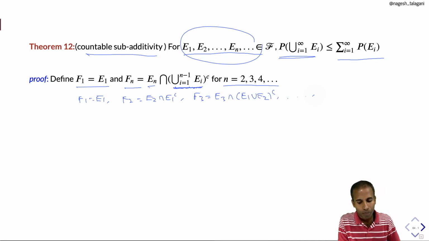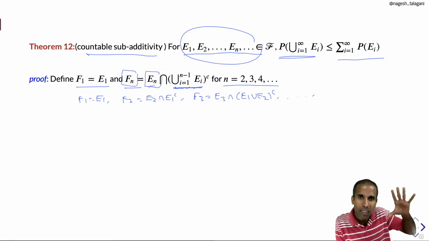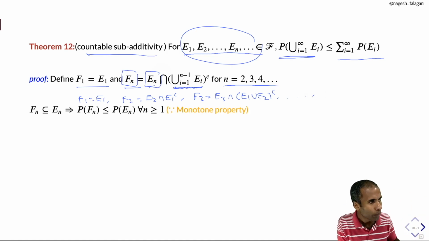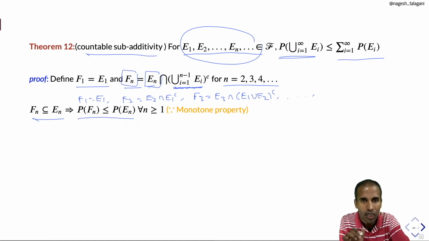In this way, we end up with a mutually exclusive collection of events, and they still exactly cover what E1, E2, and so on cover. Also, one thing we can see is that Fn is actually part of En. Fn is En intersected with something, so Fn is always a subset of En. That implies the probability of Fn is less than or equal to the probability of En for all n, because of the monotone property.